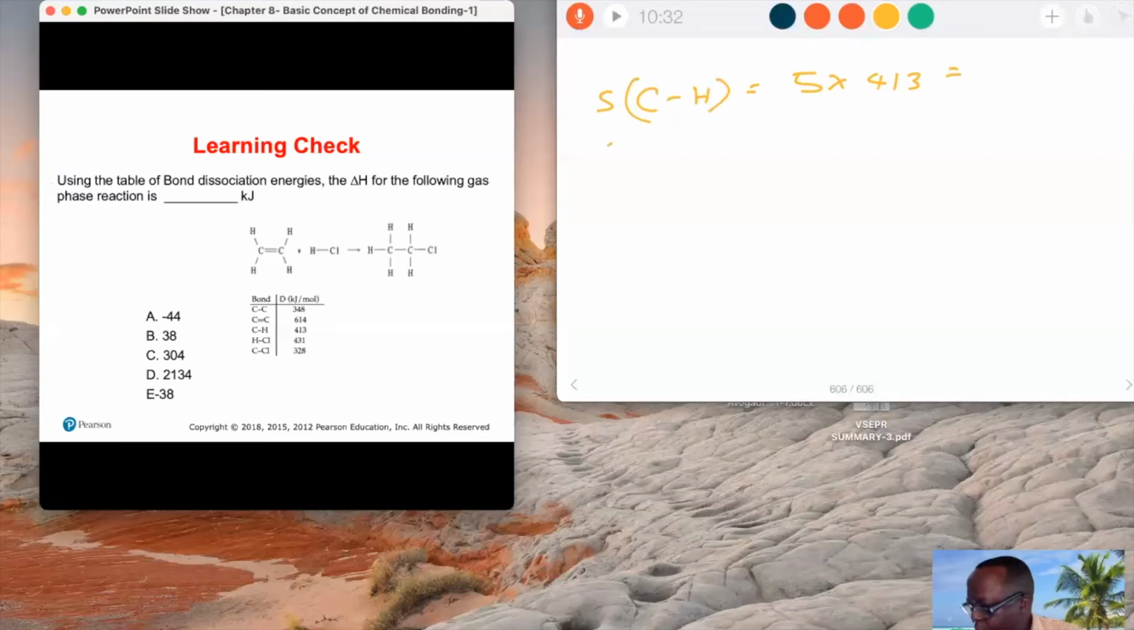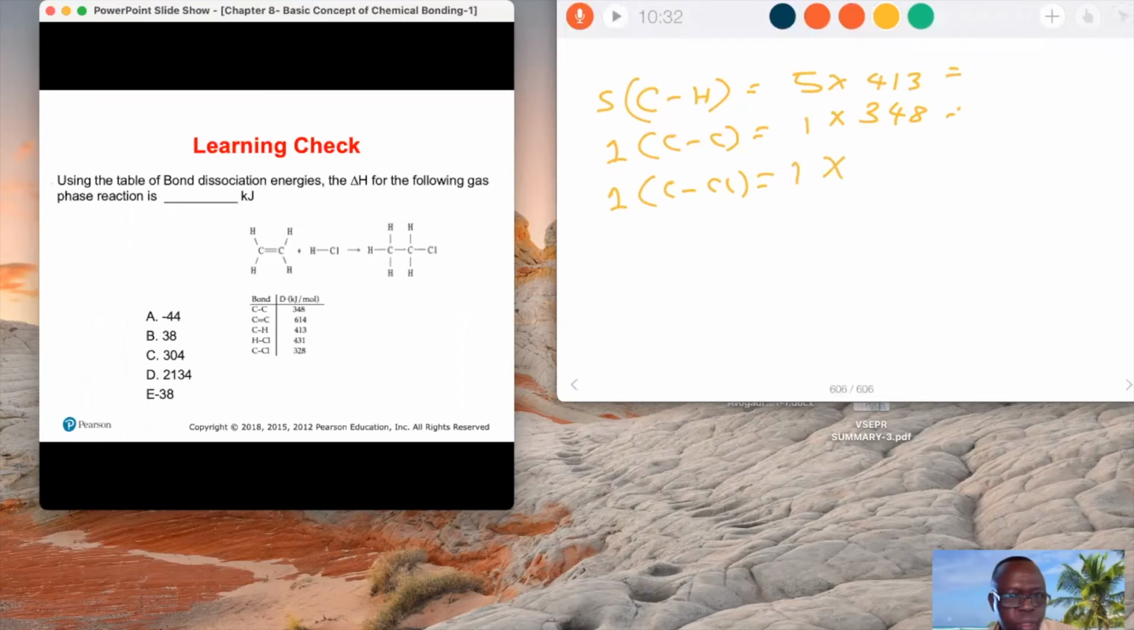carbon to carbon, which is this. You see, I'm looking at this. Carbon is 348 times 348 kilojoules. Now, here there is carbon chlorine, which is 1 times carbon chlorine is 328. Somebody do this calculation for us.